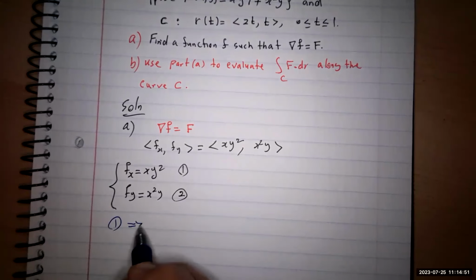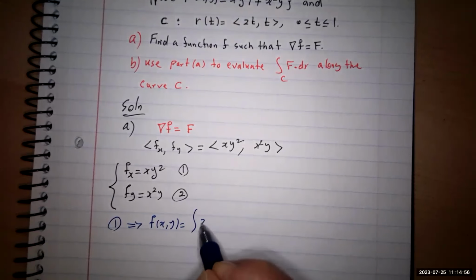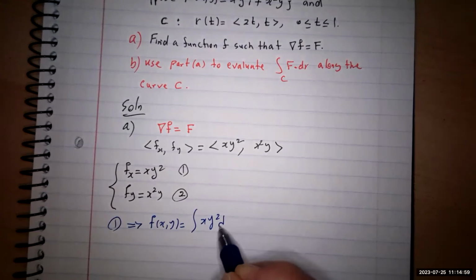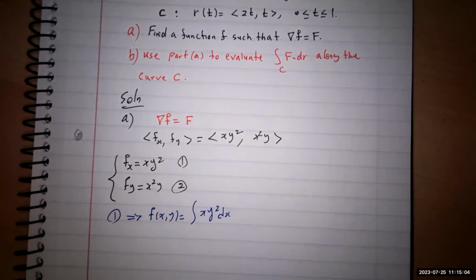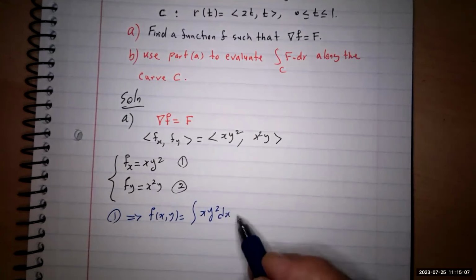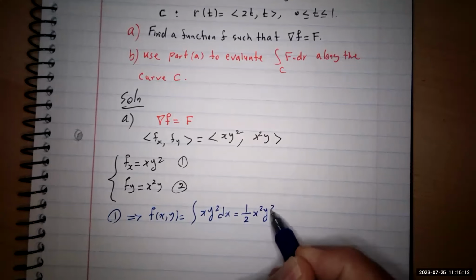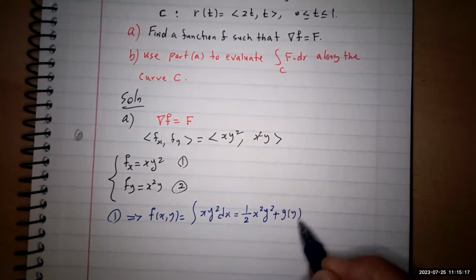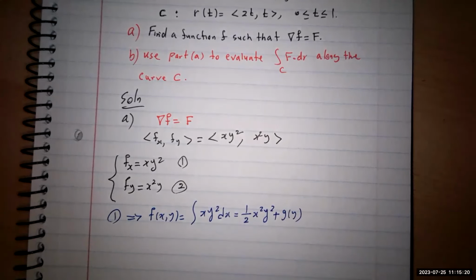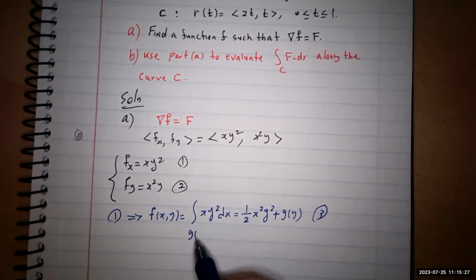I integrate with respect to x, so f of x comma y is going to be the integral of xy squared with respect to x, so I keep y constant. If you integrate with respect to x, that gives you 1/2 x squared y squared. So you're going to have a constant. Your constant may be a function of y, that's going to be g of y. This is what we can call equation number three. The next step is going to be, what is g of y?